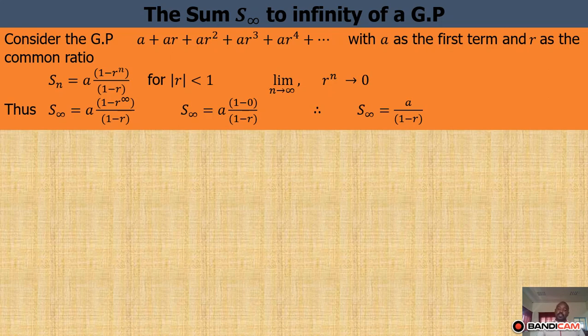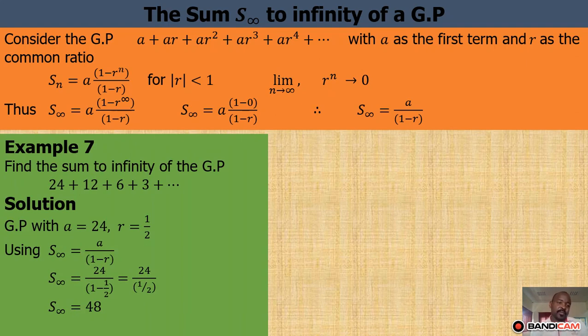Thus, the expression to determine the sum of a GP up to infinity is S infinity equals A over 1 minus R, and this is only true when the magnitude of R is less than 1.